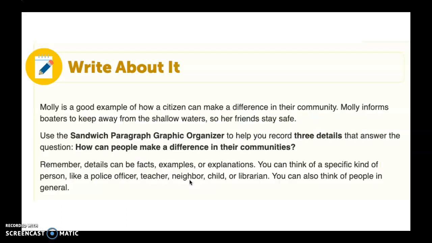So your first part of the assignment says Molly is a good example of how a citizen can make a difference in their community. Molly informs boaters to keep away from the shallow waters so her friend stays safe. Use the sandwich paragraph graphic organizer to help you record 3 details that answer the question, how can people make a difference in their community? Remember, details can be facts, examples, or explanations. You can think of a specific kind of person, like a police officer, teacher, neighbor, child, or librarian. Or you can just think of people in general.